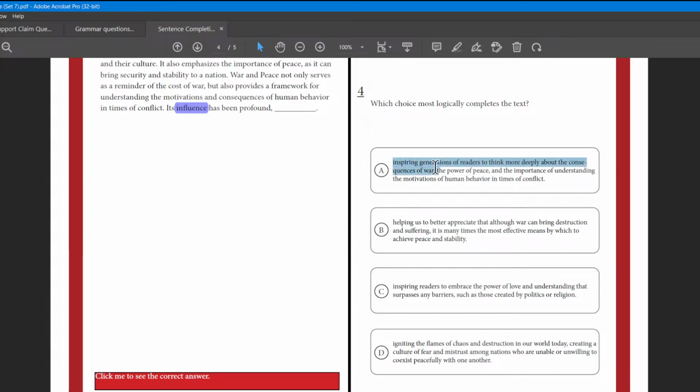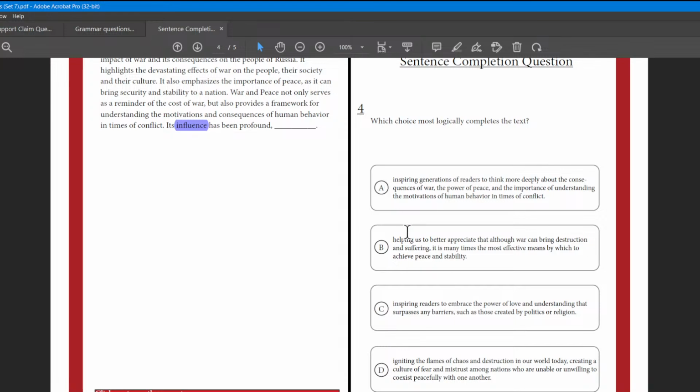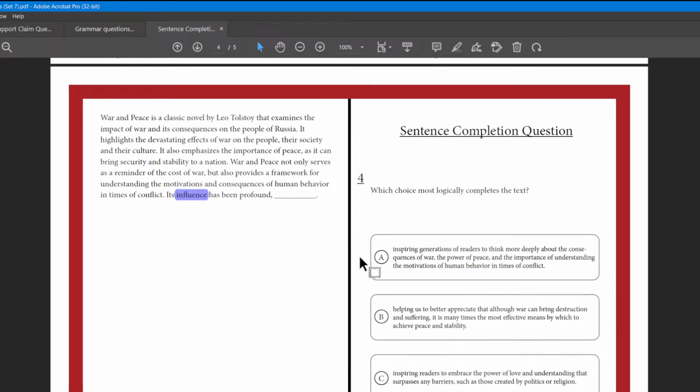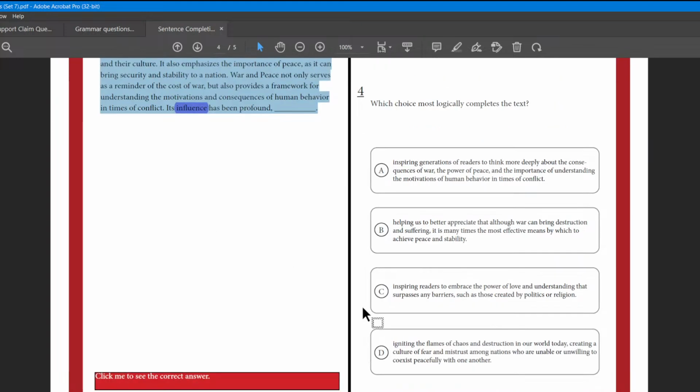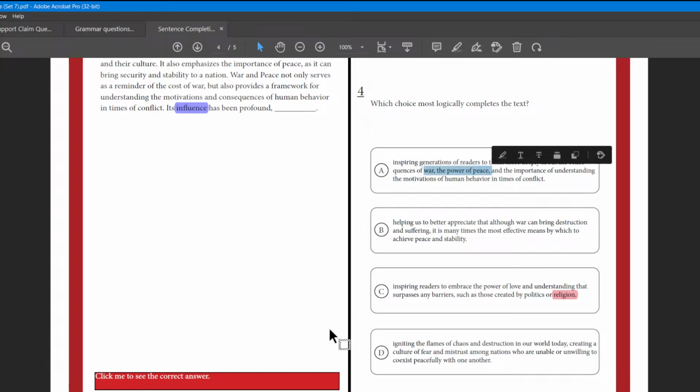Inspiring generations to read, to think more deeply about war, peace, and understanding. Okay, this seems like a pretty good answer. Embrace the power of love and understanding that surpass any barriers, such as those created by politics or religion. If I was between these two choices, I would just want to check the paragraph a little bit to make sure that it talks about those things. I didn't see anything about religion in here, so that's why I would not mark C in this case. This word religion doesn't fit, okay? There's something that's not there. Whereas war, peace, that's the title of the book. That's probably the right answer.